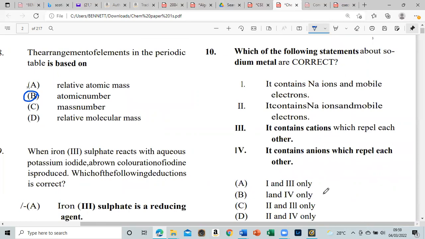All right, so everybody can see the options. Which of the following statements about sodium metal are correct? 1, it contains sodium ions and mobile electrons. 2, it contains sodium ions and mobile electrons. 3, it contains cations which repel each other. 4, it contains anions which repel each other. And that would be 1 and 3: it contains sodium ions and mobile electrons, and it contains cations which repel each other. So number 10 would be A.